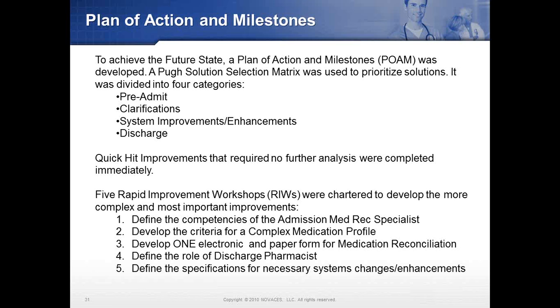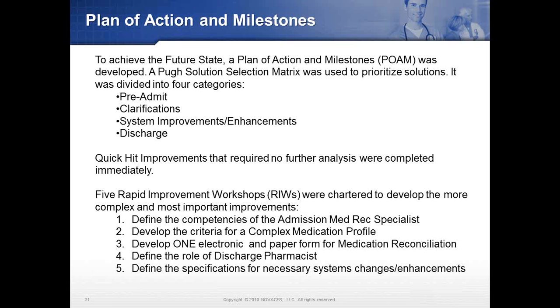And then developing the criteria for one of the most important improvements, which was the complex medication profile. We knew that if we implemented this new process for all patients across the hospital, we would be wasting resources. And in the interest of lean, we wanted to focus this new and improved process only on those patients who needed it. So this team would develop the criteria for the complex med profile.